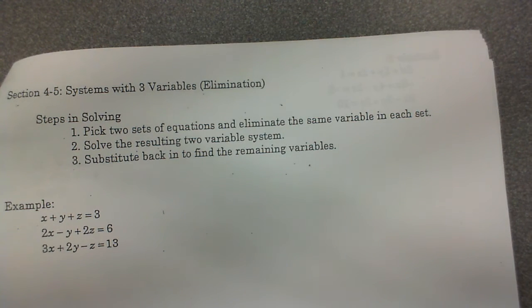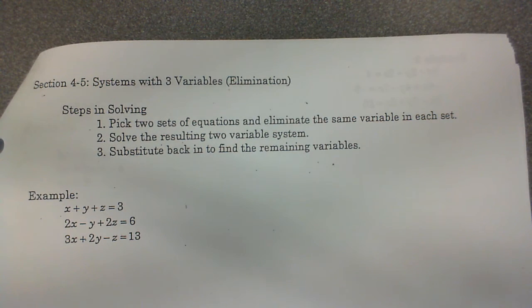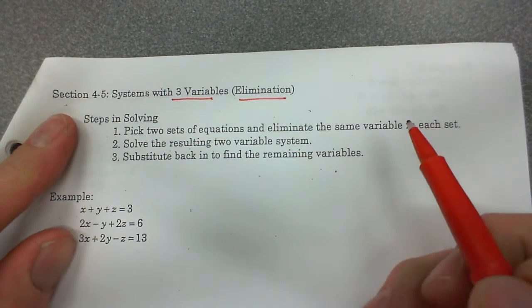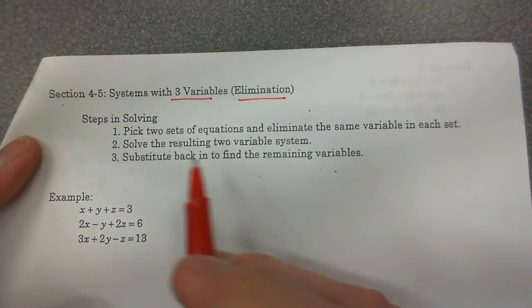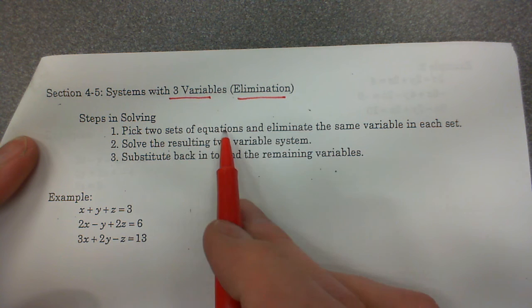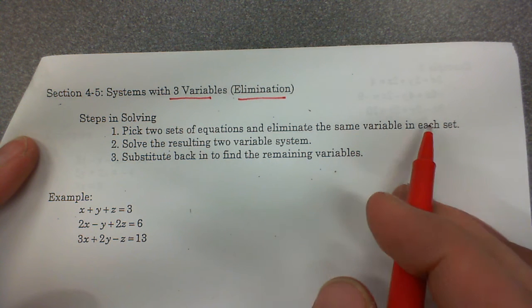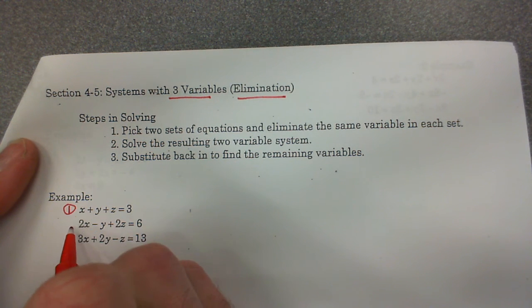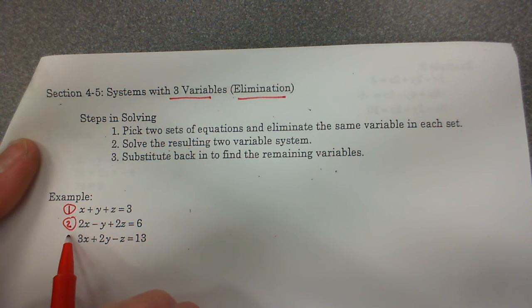Alright, in this video we are going to actually work through the first example for 3 variables using elimination. Okay? And here's our steps. First we're going to pick two sets of equations and eliminate the same variable in each. So first thing we're going to do is go ahead and number this. This is equation 1, equation 2, equation 3.